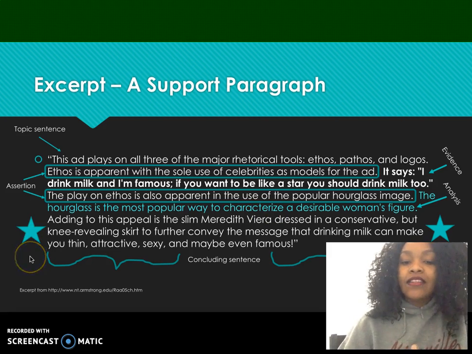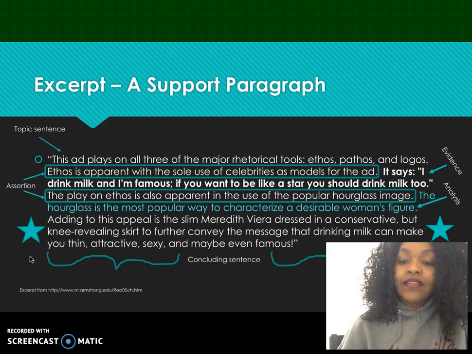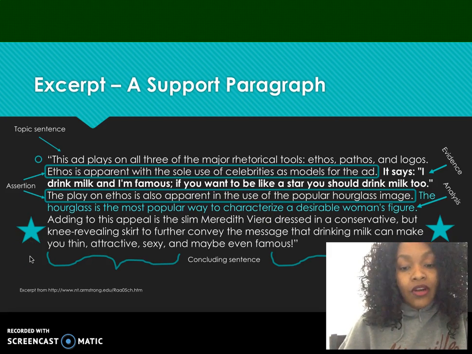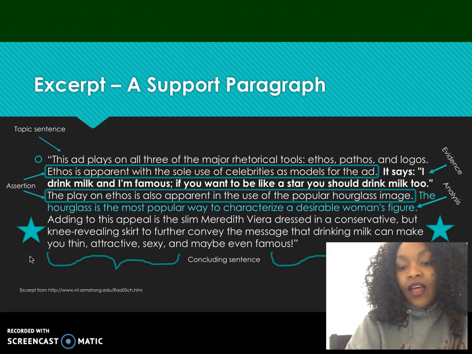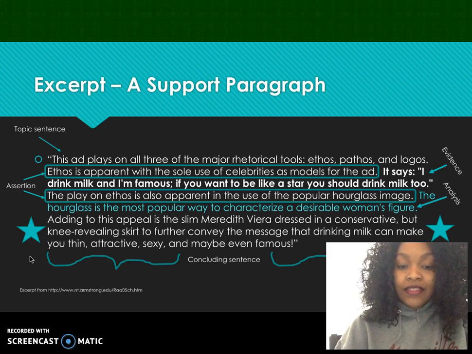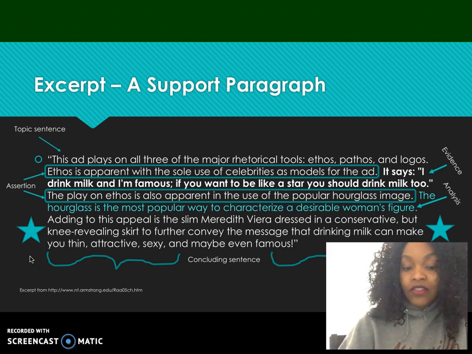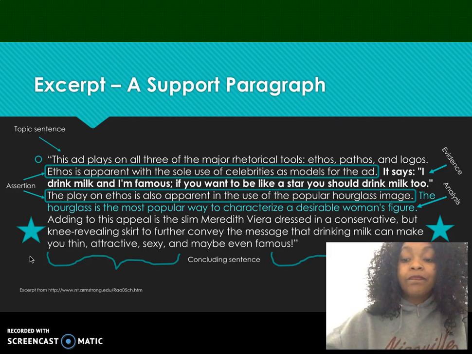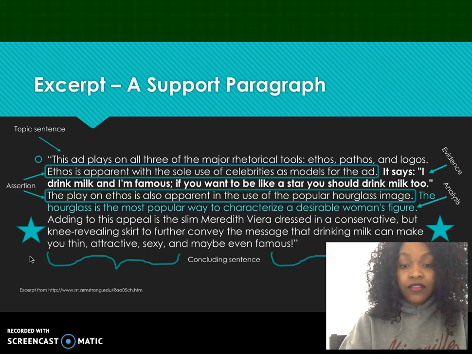Okay. Adding to this appeal is the slim Meredith Vieira dressed in a conservative but knee-revealing skirt to further convey the message, excuse me, that drinking milk can make you thin, attractive, sexy, and maybe even famous. Okay, so this last sentence ties in both assertions, the celebrity modeling and the hourglass image. She says sexy, or this person says sexy and attractive and thin.